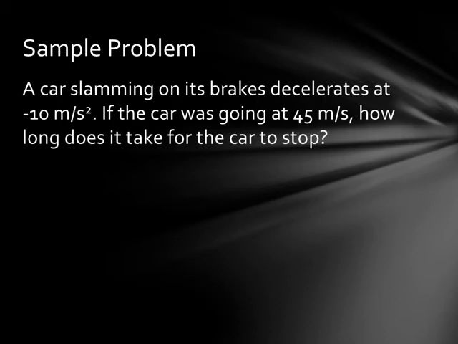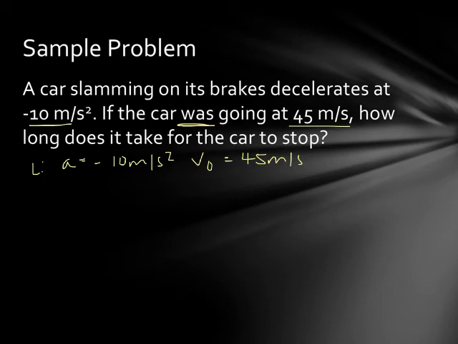Okay, so let's look at some of our information. Good place to start is your numbers. Okay, so we have our acceleration equals negative 10 meters per second squared, and the car was going at 45 meters per second. That word was gives you the impression that it has changed since, so that means that's our V naught. It's 45 meters per second. All right. And our question is, how long does it take? So we want to know t.